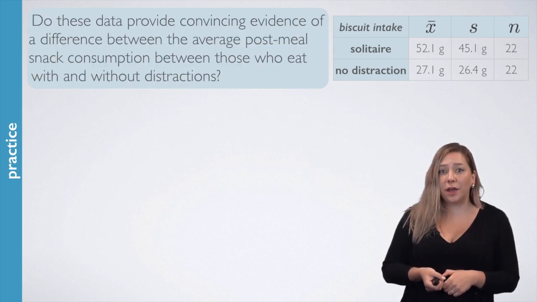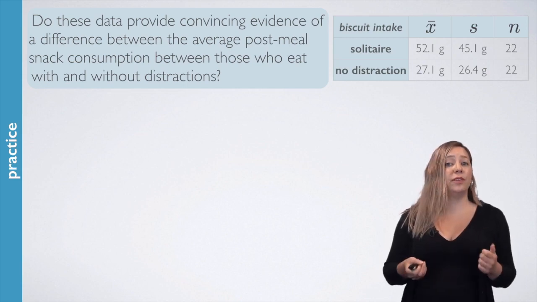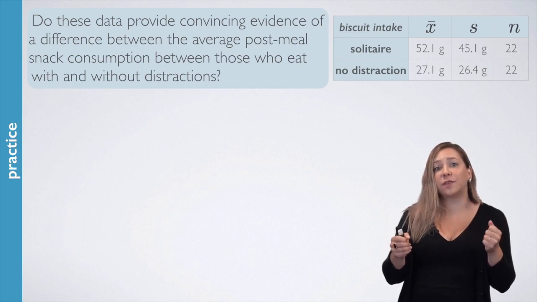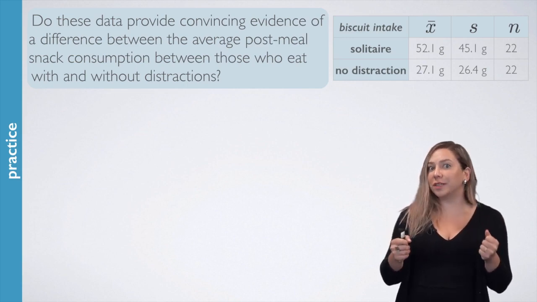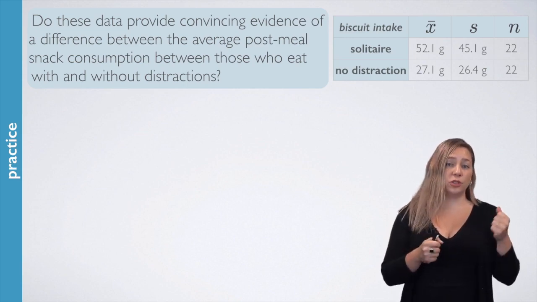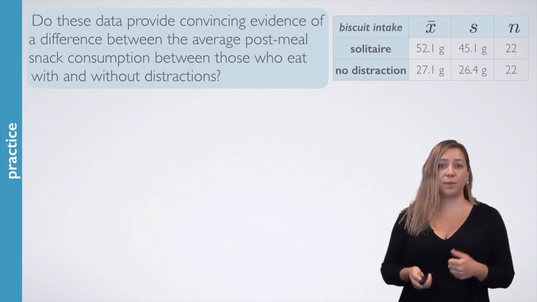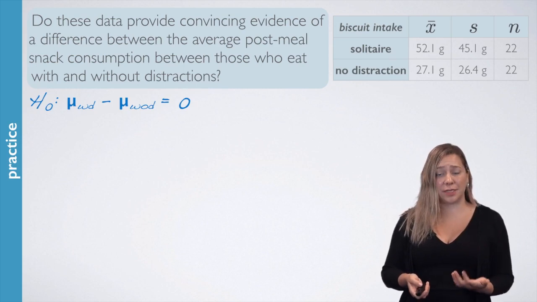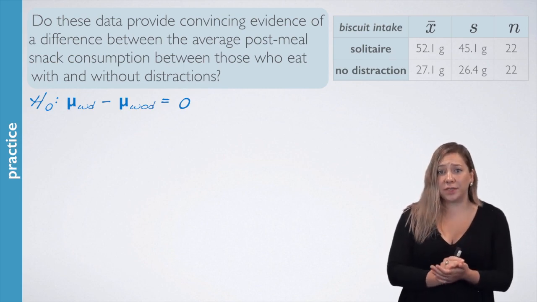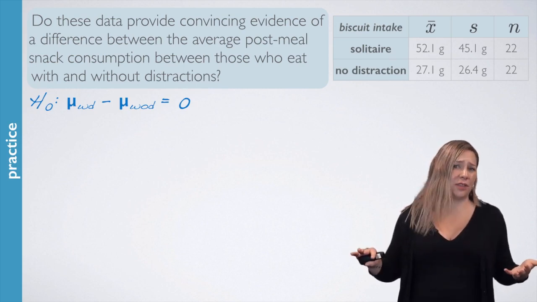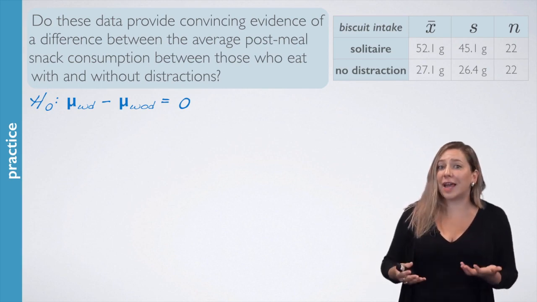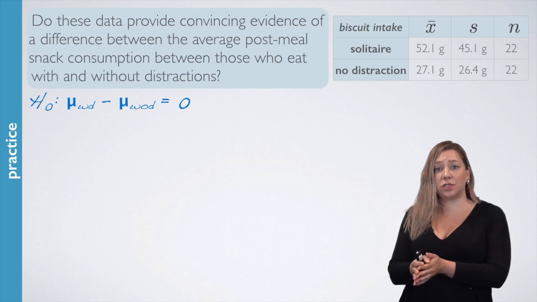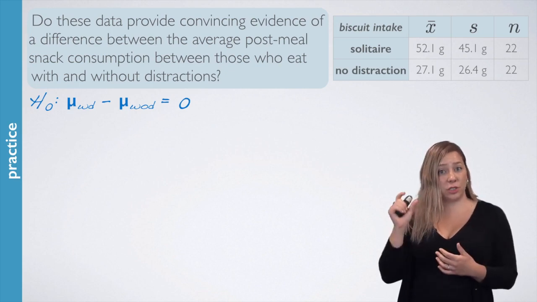Next, we'll work on a hypothesis test for evaluating whether these data provide convincing evidence of a difference between the average post-meal snack consumption between those who eat with and without distractions. When doing a hypothesis test, the first step is always to set your hypotheses. Remember that the null hypothesis always says there's absolutely nothing going on here. We could phrase that as the average snack consumption for those who eat with and without distraction. The difference between those two is 0.